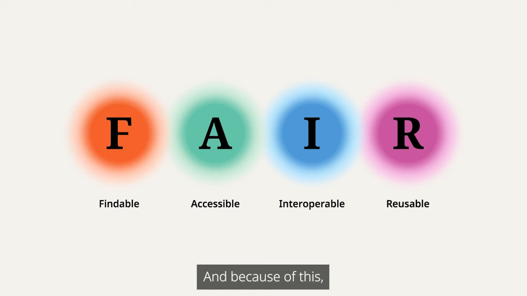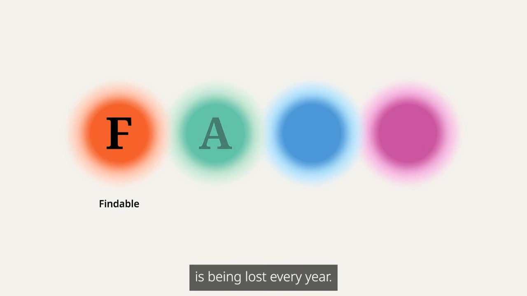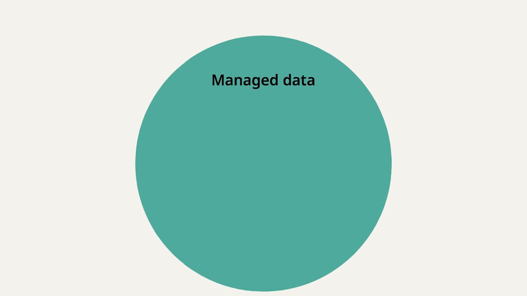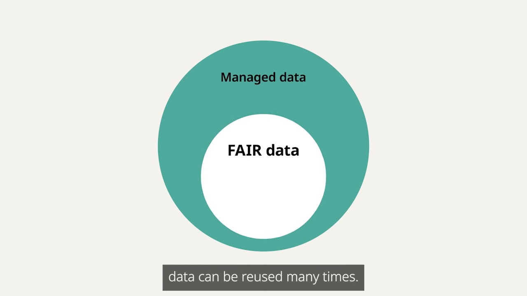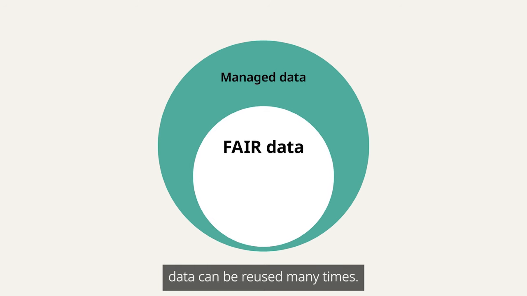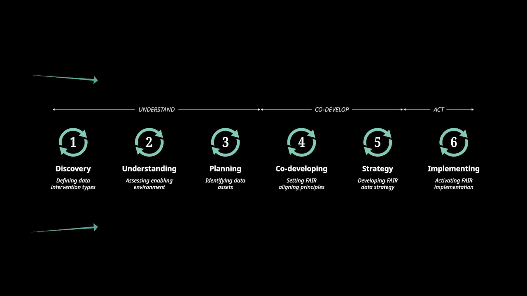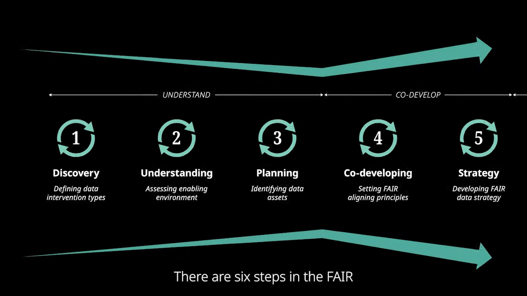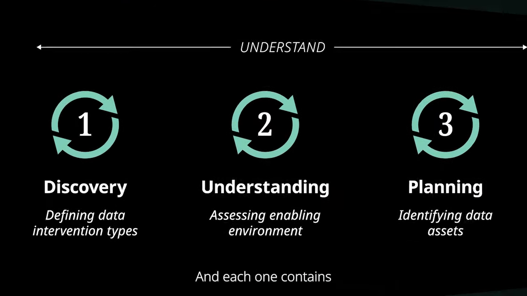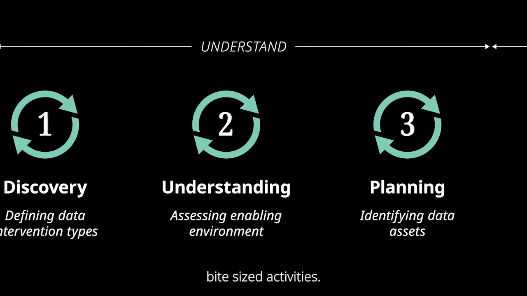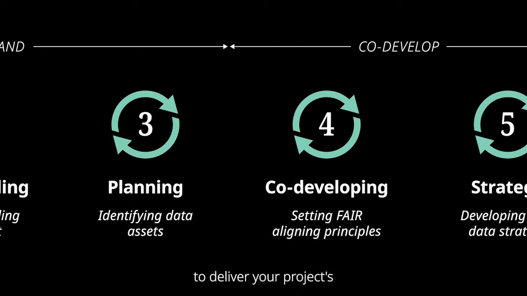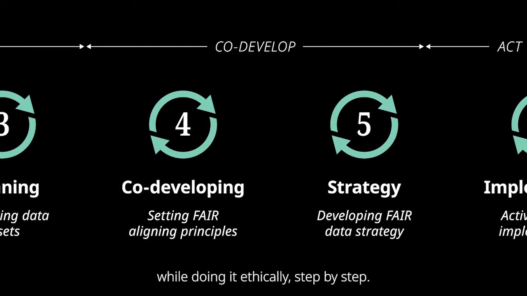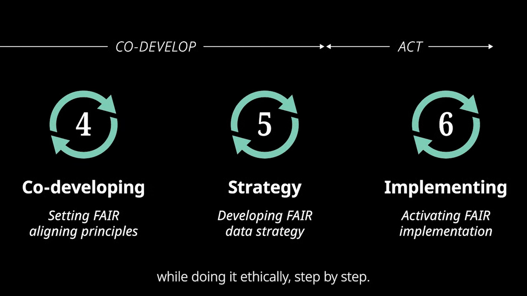But not all data is fair. And because of this, billions of potential value is being lost every year. By implementing fair and responsible data practices, data can be reused many times. There are 6 steps in the FAIR process framework, and each one contains bite-sized activities. They each provide practical ways to deliver your project's data assets as fair while doing it ethically, step by step.